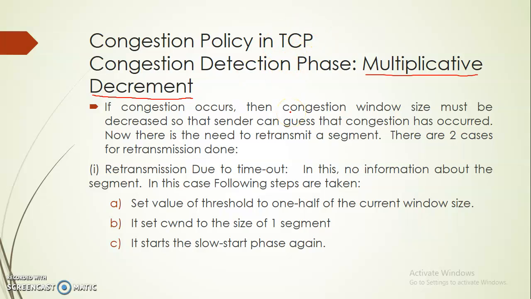problem in the network. First, the sender starts retransmission due to timeout, then the sender will know implicitly that congestion is in the network. So what to do to remove the congestion? Whatever the threshold value at that time, right? It will be 1/2 of the current window size.